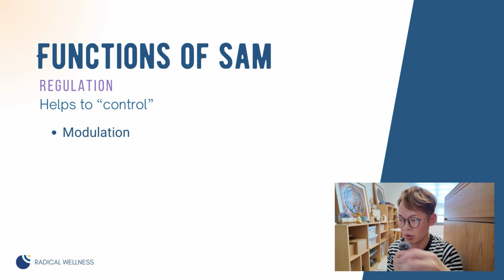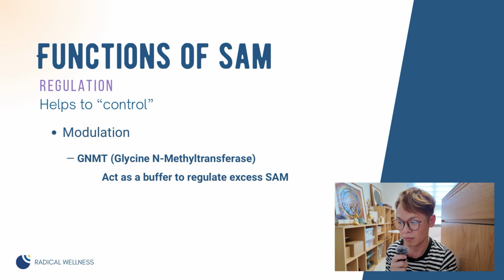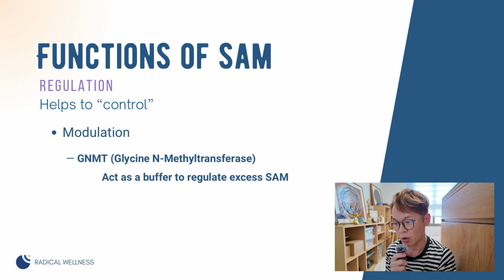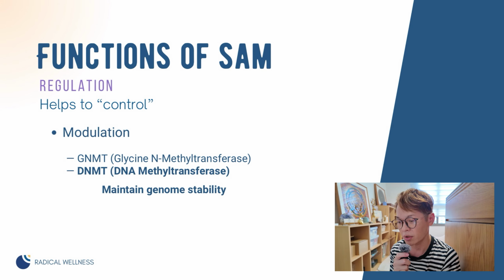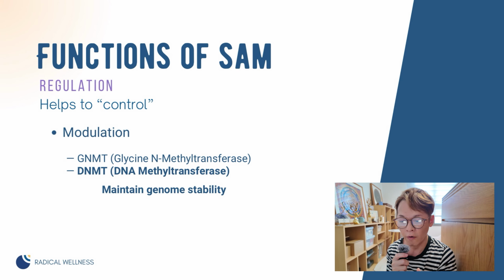So under regulation, we have GNMT. This is to convert glycine to sarcosine. This enzyme helps to regulate the SAM-SAH ratio, to prevent excess buildup of SAM or to act as a buffer. Then we have DNMT, DNA methylation. This is the primary mechanism for epigenetic control, turning genes off in a stable, long-term manner, meaning that you switch off certain genes and maintain genome stability.